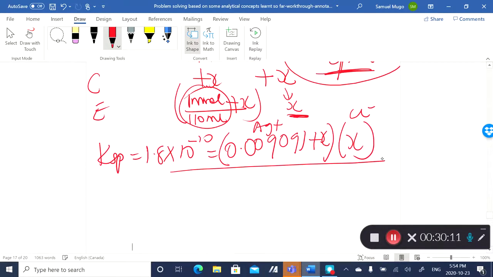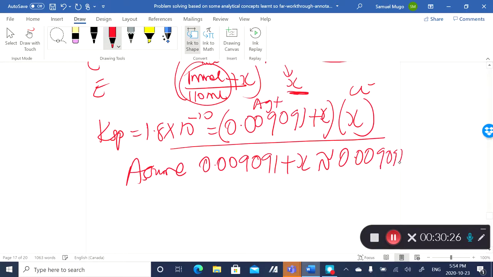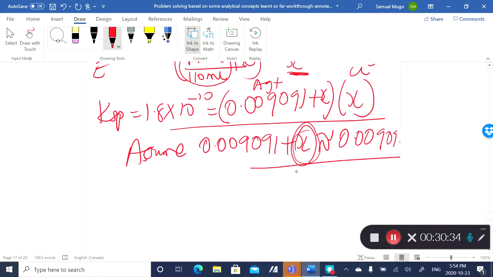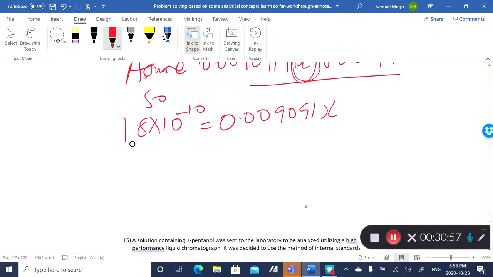Of course, we know it's going to end up being a quadratic equation, but I can assume that 0.09091 plus x is approximately equal to 0.09091. The reason we are assuming that is because the dissociation is very insignificant. And so 1.8 times 10 to the power of negative 10 is going to equal 0.09091x. Because if we neglect this, we expand it, you're going to get that. And so when you solve for x, you're going to find the x equals 0.0001407 molar.